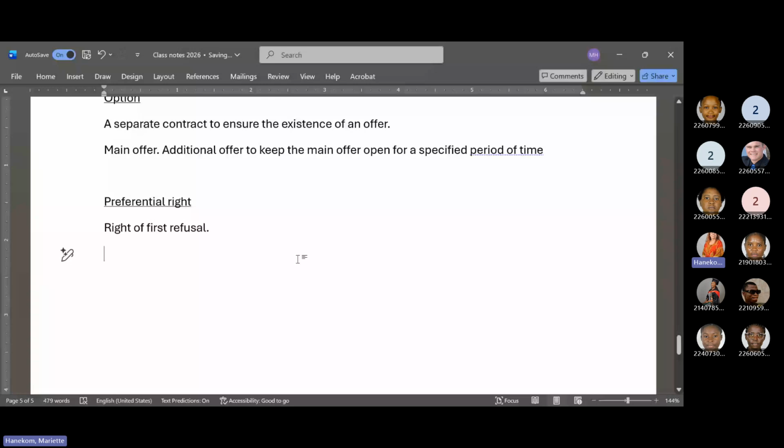Celine comes to me and asks me, will I sell her my car? I tell her, well, I'm not thinking of selling it right now. And she asks me, will I give her a preferential right? So there is, in fact, a contract between me and Celine, not for her to buy the car, but simply that if I make an offer, I will make it to her first. So I agree to give her a preferential right.